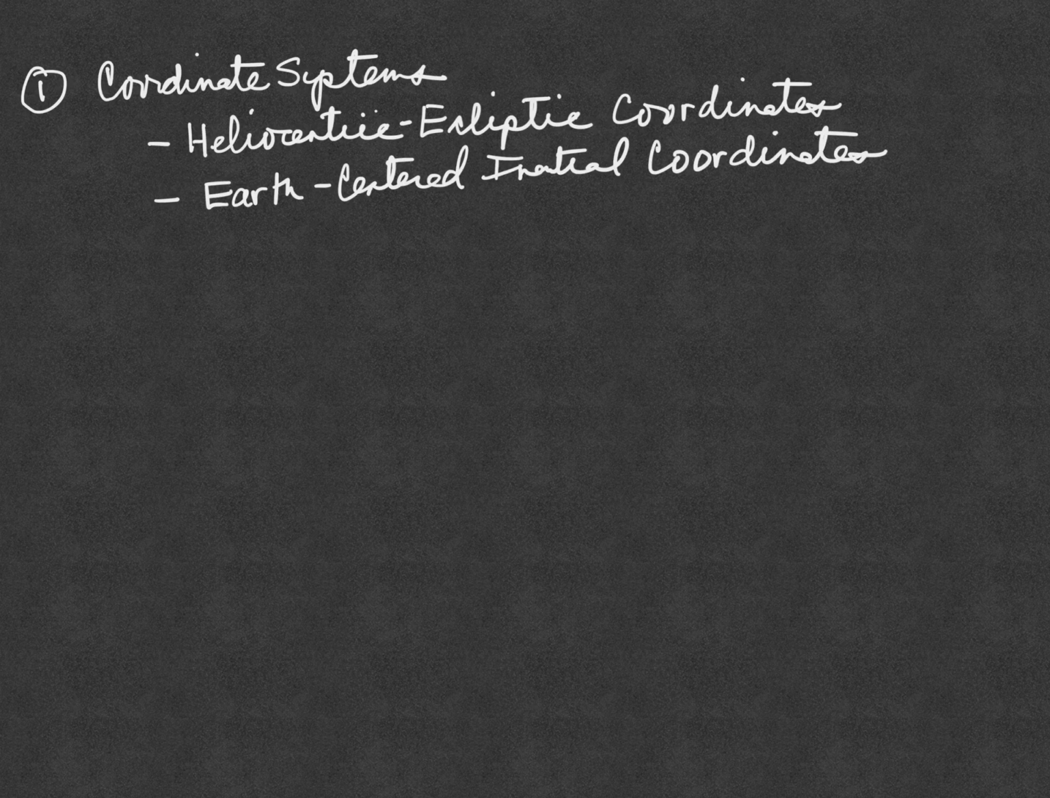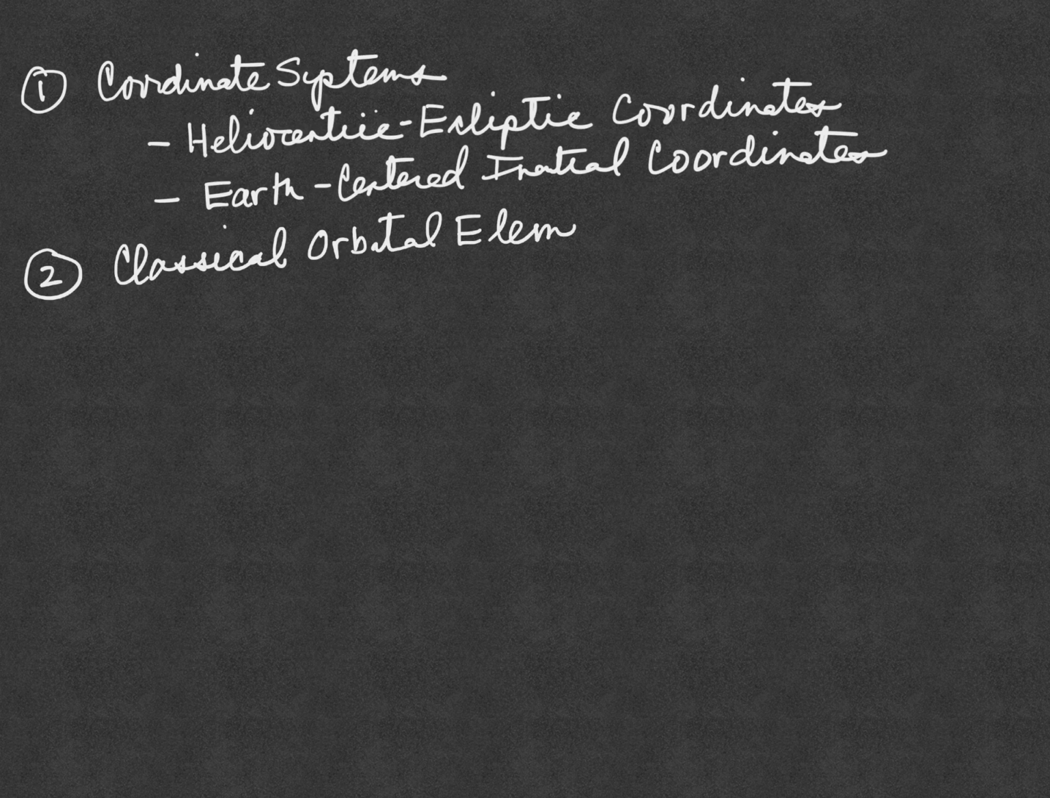Now, using these coordinate systems, we are going to develop what are called the classical orbital elements. And these are often just called the orbital elements, but the full term is the classical orbital elements. Now, these orbital elements provide a description of the orbit in a geometric way.